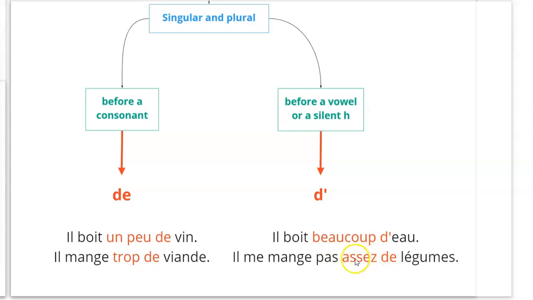In English, you don't have this. You have only not enough vegetables. You don't have de. But here, you need pas assez de légumes. Voilà, that's all for this little video. Ah no, it's not finished, sorry.